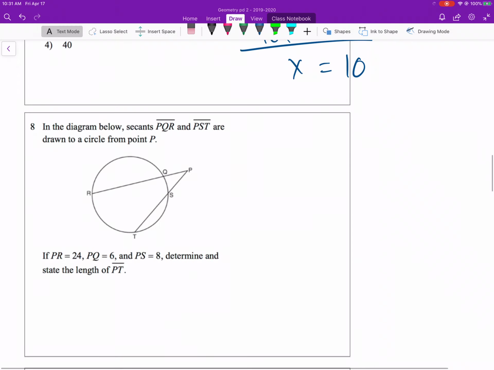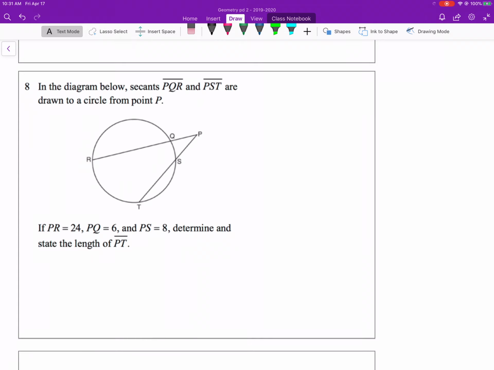All right. Another one with a couple of secants. In the diagram below, secants PQR and PST are drawn to a circle from point P. If PR is equal to 24, right here, and PQ is equal to 6, so that's the outside piece, and PS is equal to 8, determine and state the length of PT. The whole piece, your unknown.